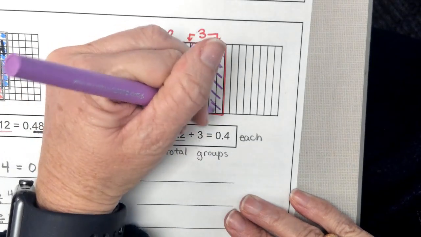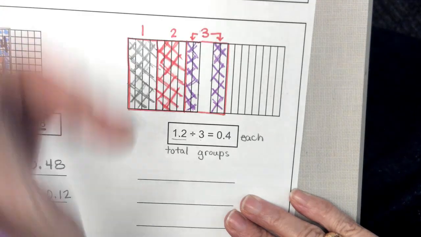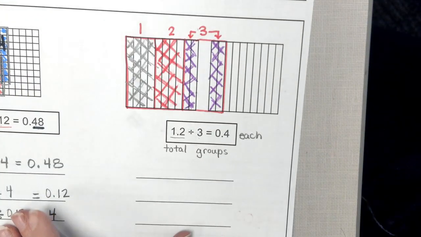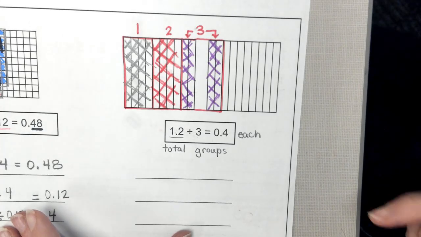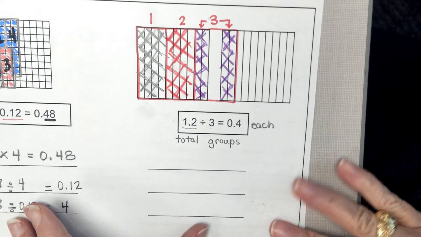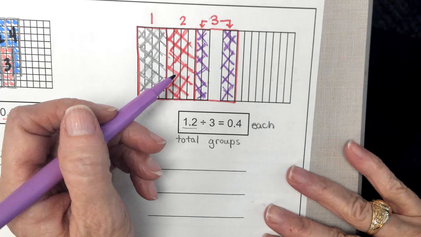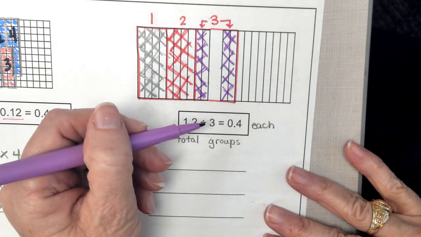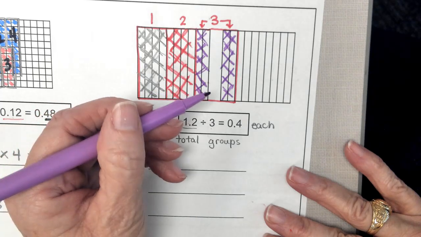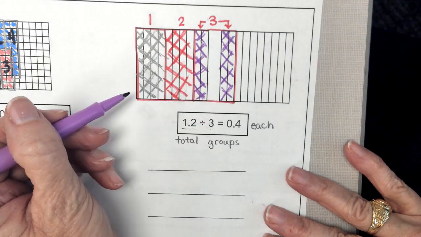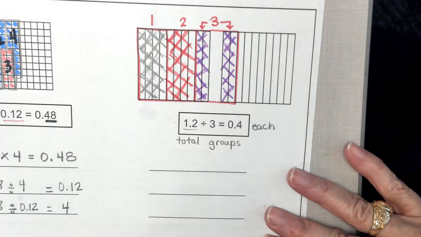Whenever we're doing models, boys and girls, as long as you label, you ought to be able to find the answer within the model. These should never be questions that you miss as long as you're labeling, and labeling is huge. So I'm going to go back and look at this. We've got 3 groups, just like this says. Each group has 4/10. 1, 2, 3, 4, 1, 2, 3, 4, 1, 2, 3, 4. And my total is 1 whole model and 2/10. Perfect. Okay, that looks great.